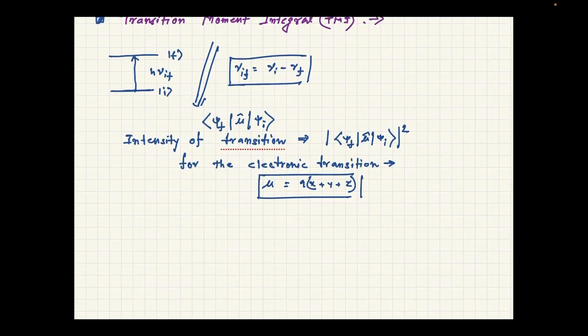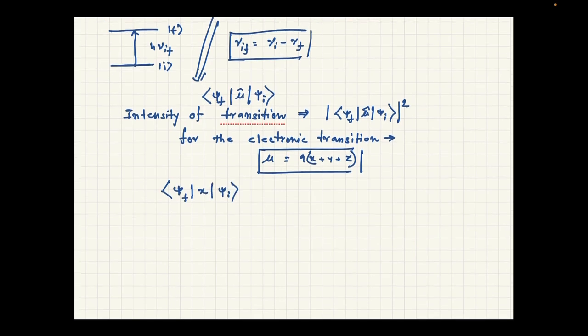If you want to ask whether this transition is x polarized, y polarized or z polarized, that means the transition is allowed only in the x direction, like if you apply an electric field along the x direction, then the transition will be allowed. Or is it allowed in the y direction or z direction? Then you have to compute the transition moment integral, psi f, let's say along the x direction, the integration will be x, then psi I, right?